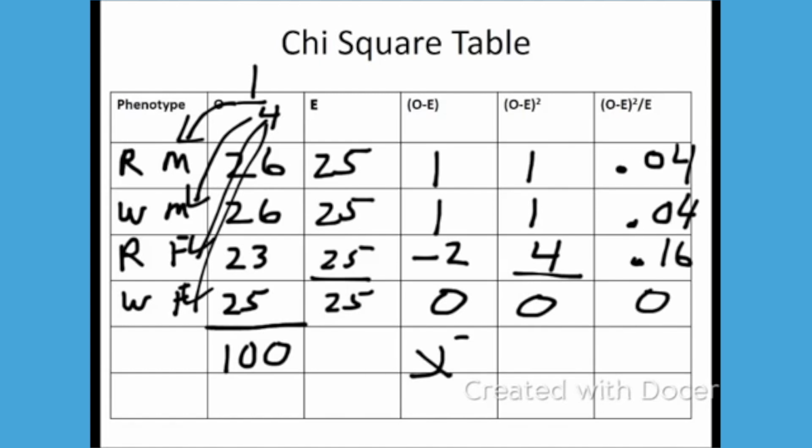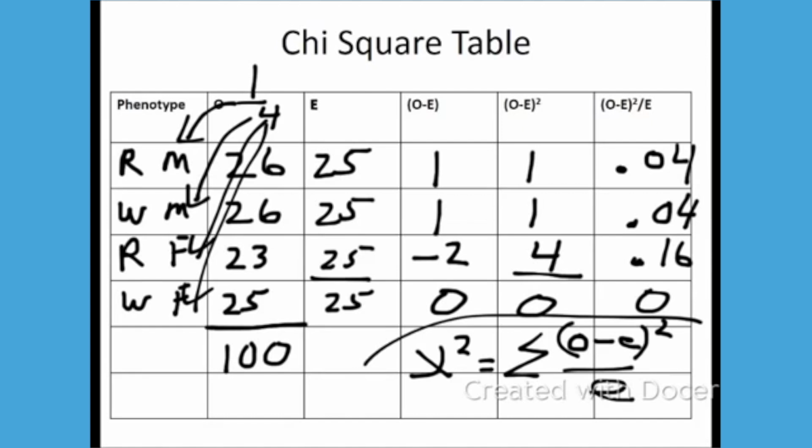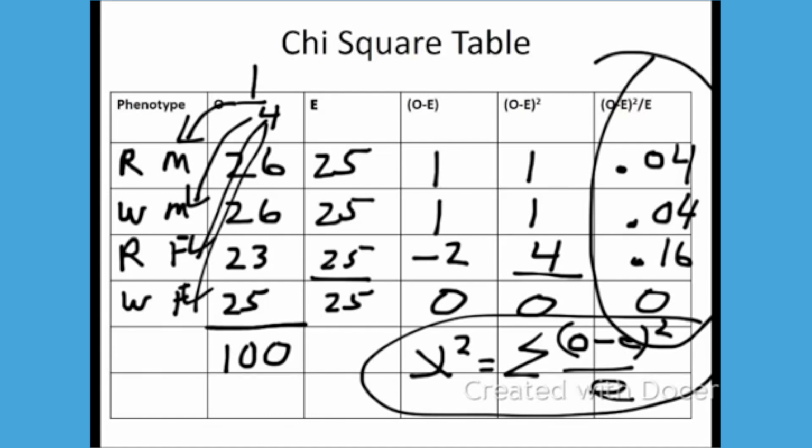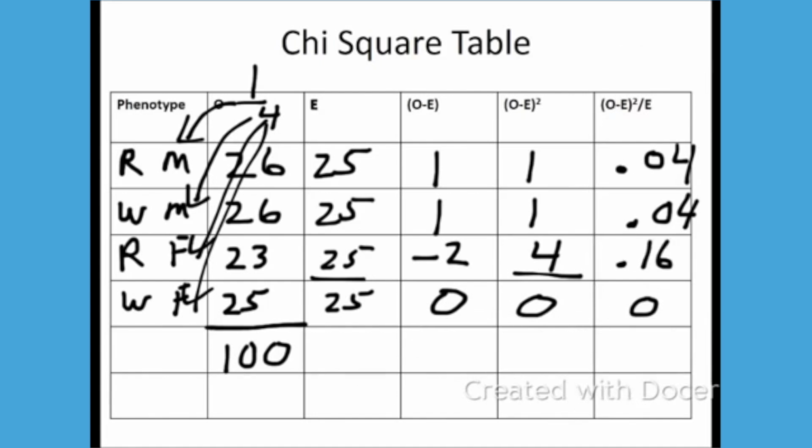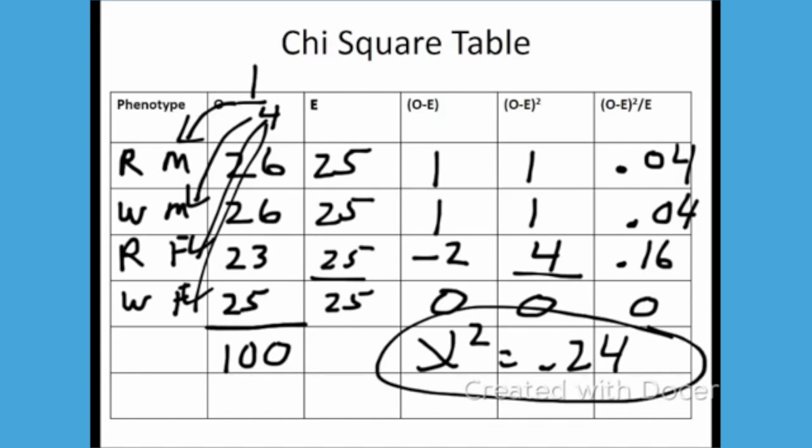So our chi-square statistic, remember that chi-square is the summation of O minus E quantity squared over E. And that tells us once again to simply take this last column right here and sum it up. So when we do, we end up with a chi-square statistic of 0.24. Now again, by itself, that doesn't mean anything. We need to compare this chi-square statistic to our critical value. To get that critical value, we have to go back to our chi-square chart.